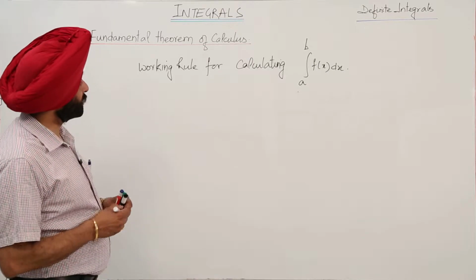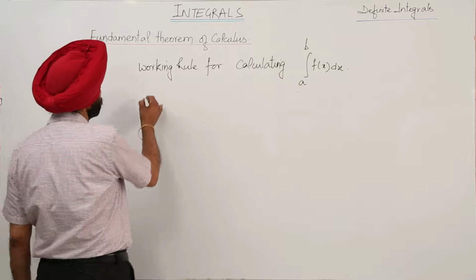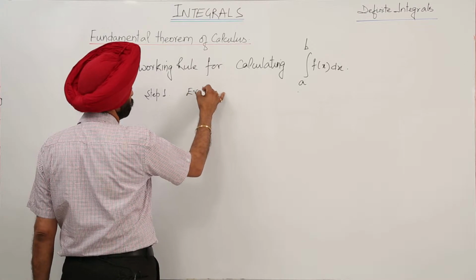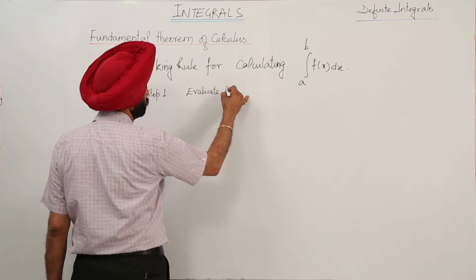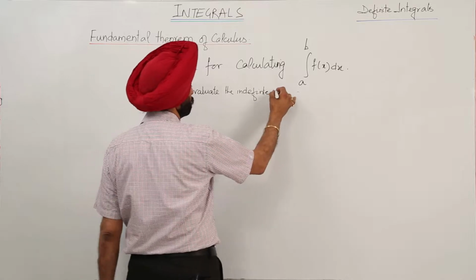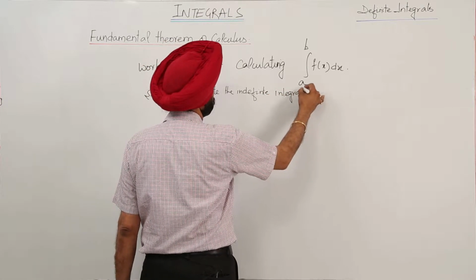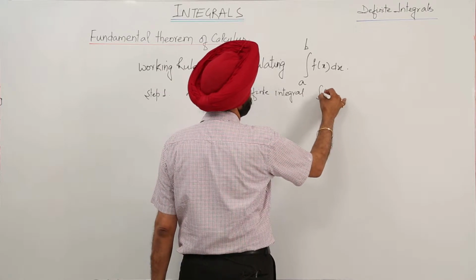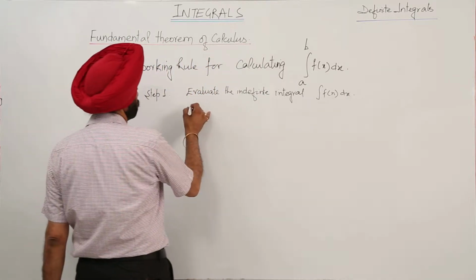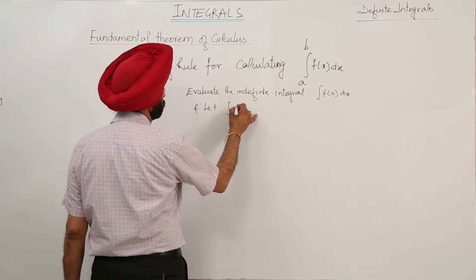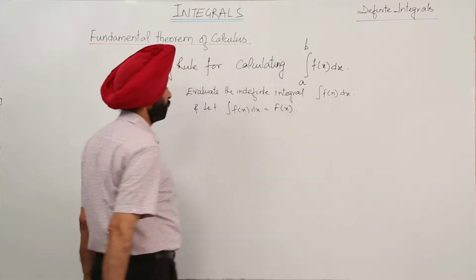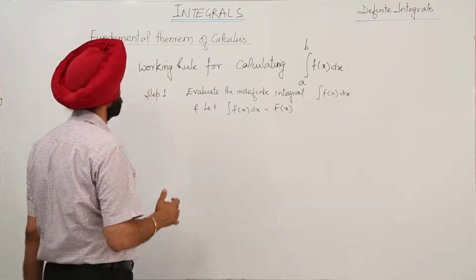Working rules for calculating the definite integral from a to b of f(x) dx. Step 1, evaluate the indefinite integral of f(x) dx and let the integral of f(x) dx be equal to F(x). I am not writing C here, the constant of integration.